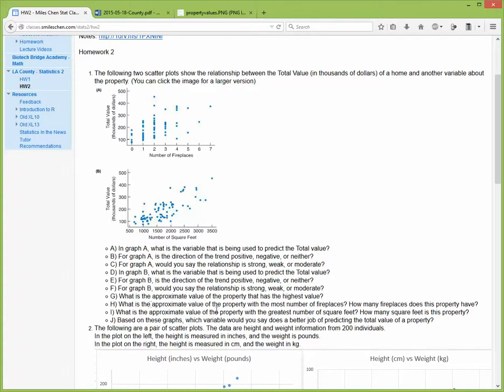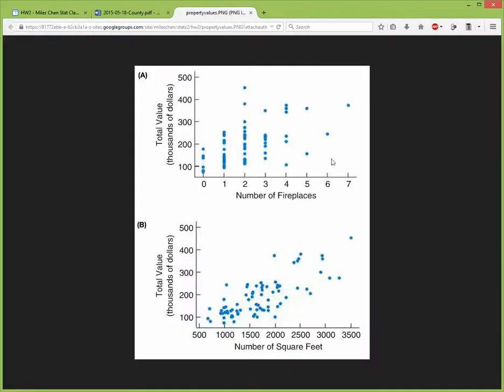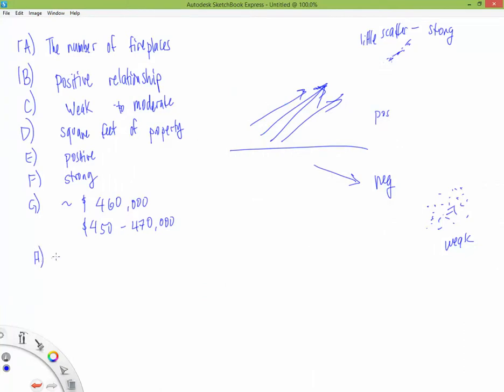What is the approximate value of the property with the most number of fireplaces? How many fireplaces does this property have? It has 7 fireplaces, and how much is it worth? About 400, 390, something. We're just eyeballing here. So H has 7 fireplaces, and it's worth about 390,000. If you have something at least in that ballpark, that's fine.